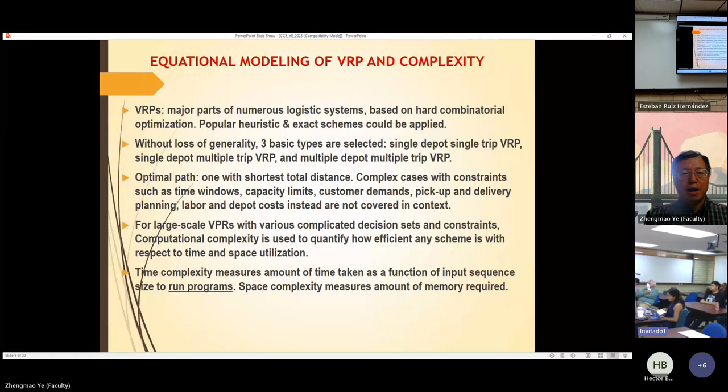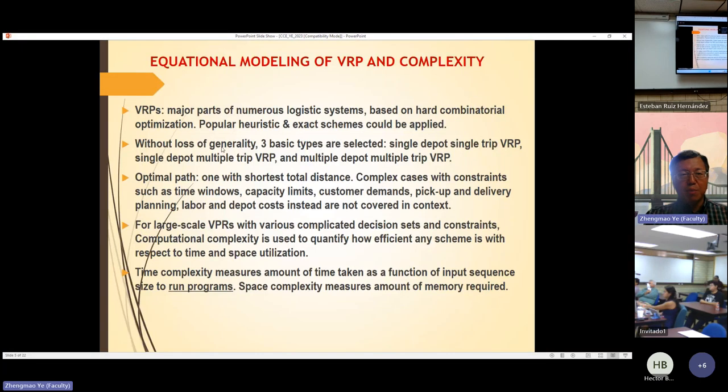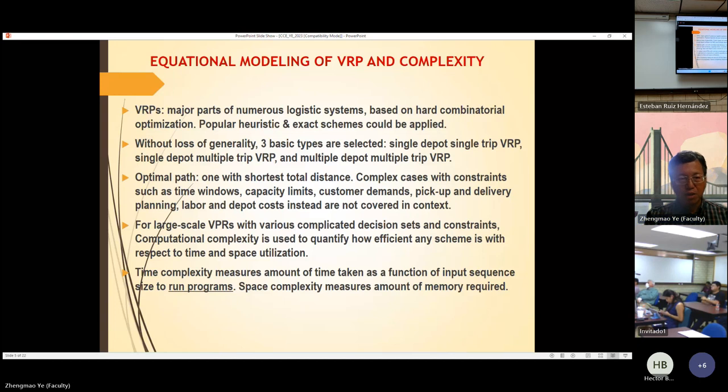Equational modeling. VRPs are a major part of numerous logistic systems based on hard combinatorial optimization. The popular heuristic and exact schemes could be applied. Now, without loss of generality, three basic types are selected: single depot single trip, single depot multiple trip, and multiple depot multiple trip. The optimal path is always the one with the shortest total distance. The complex cases with constraints such as time windows, capacity limits, customer demands, pickup and delivery planning, labor and depot costs are not covered in our context.